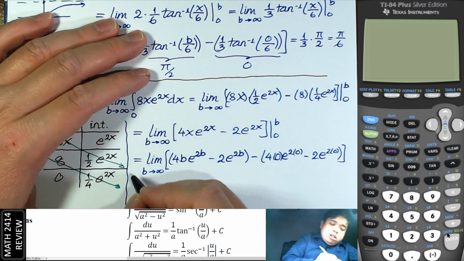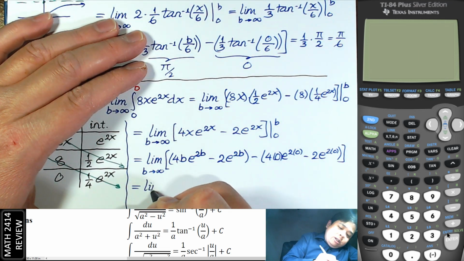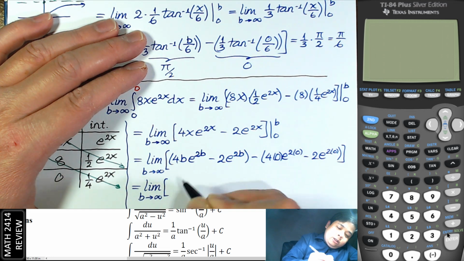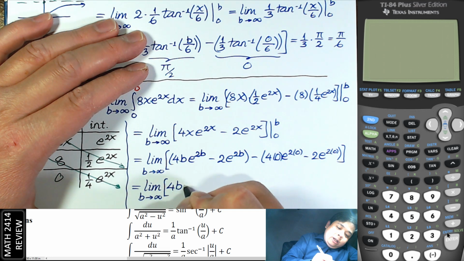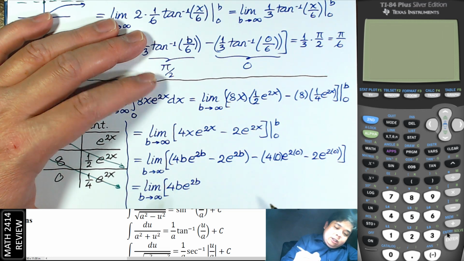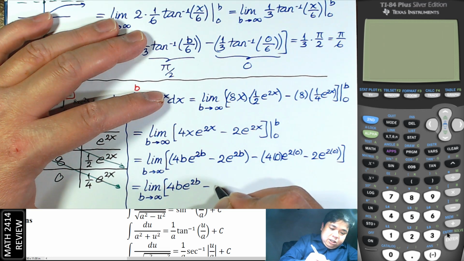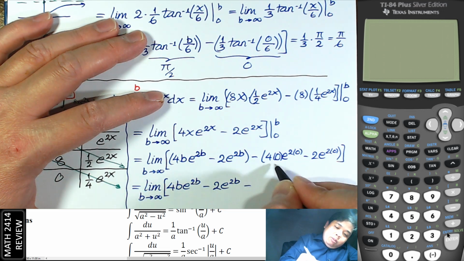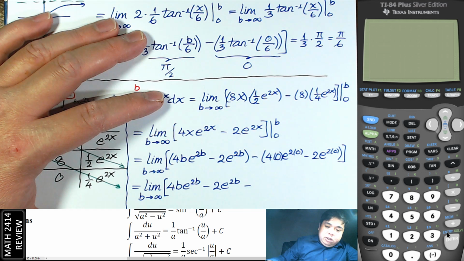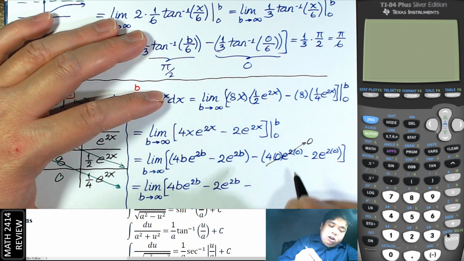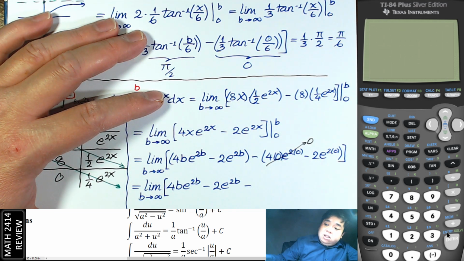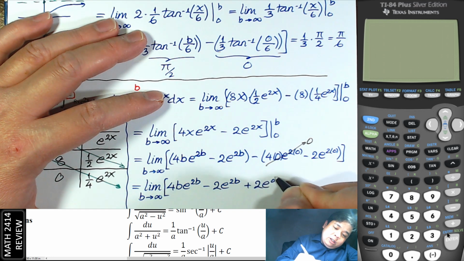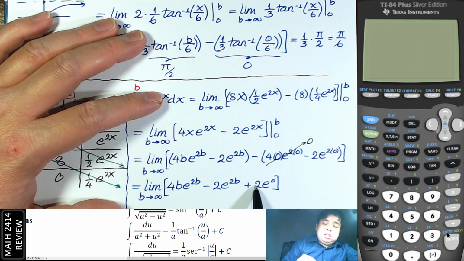Right, now let's simplify just a little bit. For b e to the 2b minus 2 e to the 2b, minus this is 0 times anything, so that one is gone, minus a negative, that's a plus 2 e to the 0 power. e to the 0 power is 1, so this is 2.